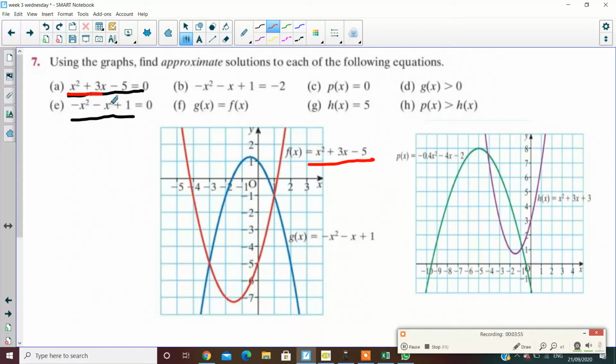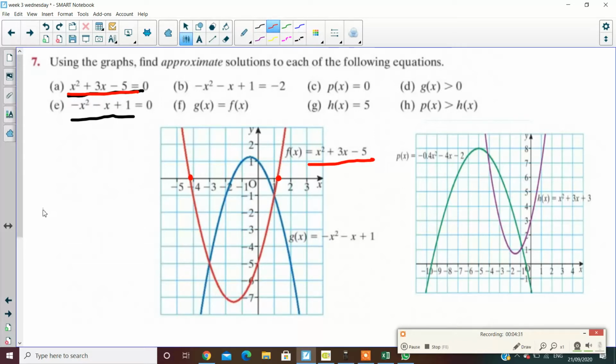Everybody see the red one? That's the red one there. And what does it want from you? When is the output 0? So when is the output 0, do you think? See these 2 points here? What do you think they are? Right. What do you think it is? Roughly, approximately.